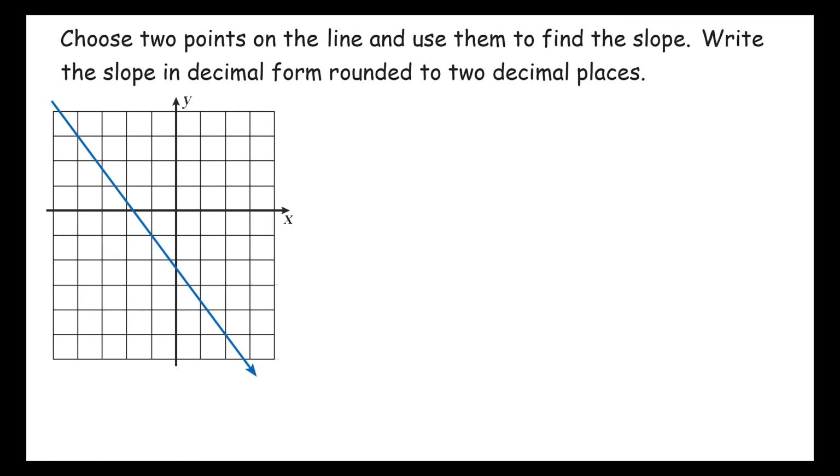Choose 2 points on the line and then use them to find the slope. Write the slope in decimal form rounded to 2 decimal places. To calculate the slope, we'll use the slope formula m equals the quantity y2 minus y1 divided by the quantity x2 minus x1, where the ordered pairs x1, y1 and x2, y2 are any 2 points on the line.